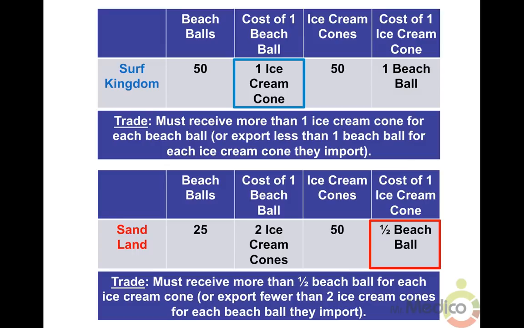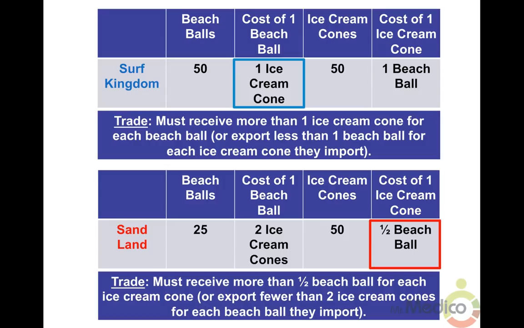So for trade to be beneficial for Surf Kingdom and Sandland in this Ricardian model, you want to circle whichever economy has the lower relative opportunity cost. So Surf Kingdom should specialize in beach ball production because they have a lower opportunity cost compared to Sandland, who would sacrifice 2 ice cream cones for each beach ball that it produces. So that means that Surf Kingdom would actually export beach balls if these two countries were to trade.